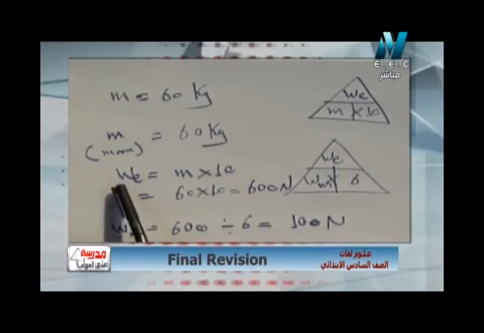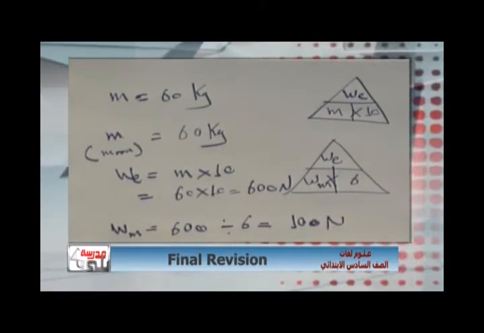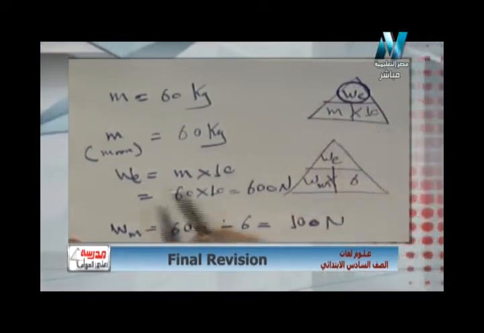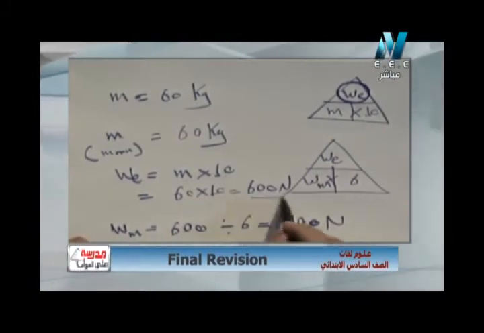So what about the weight on the earth? How do I find the weight on the earth? I will use the first rule, the law triangle. Weight on the earth equals what? Equals mass times 10. Mass times 10 equals 60 times 10, equals 600 Newton.